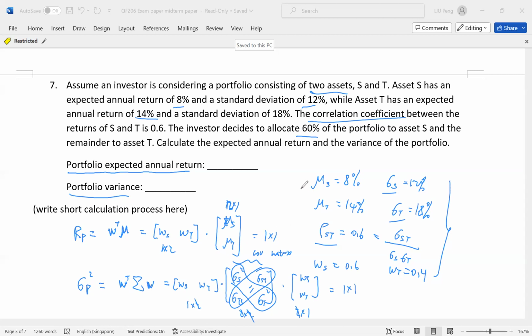This example gives us the chance to practice plugging in the numbers, doing the calculation, and getting the final results. Of course, when we write it in future courses, this is the most succinct form. With this form, it's very easy to do mathematical analysis. But when you do the calculation, it needs to be something like this. All right, so that's for this question.